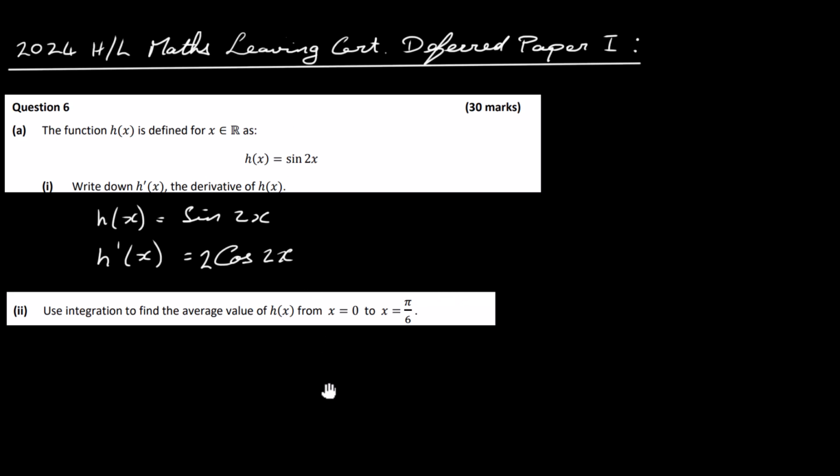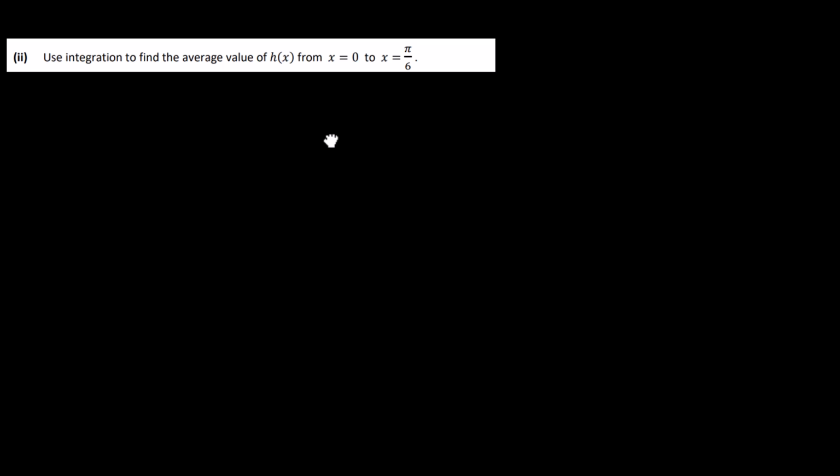Okay, let's have a look at part 2. So in part 2, we've got to use integration to find the average value of h of x from x equal to 0 to x is equal to pi over 6. So let's write that down. So we've got to do the average value formula. So it's going to be 1 over pi over 6 minus 0, times the integral from 0 to pi over 6. And then we've got to integrate the function sine 2x.